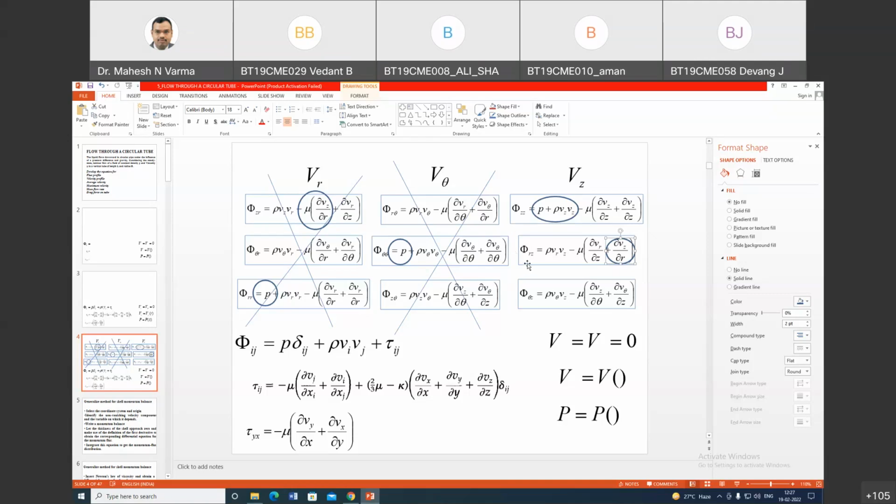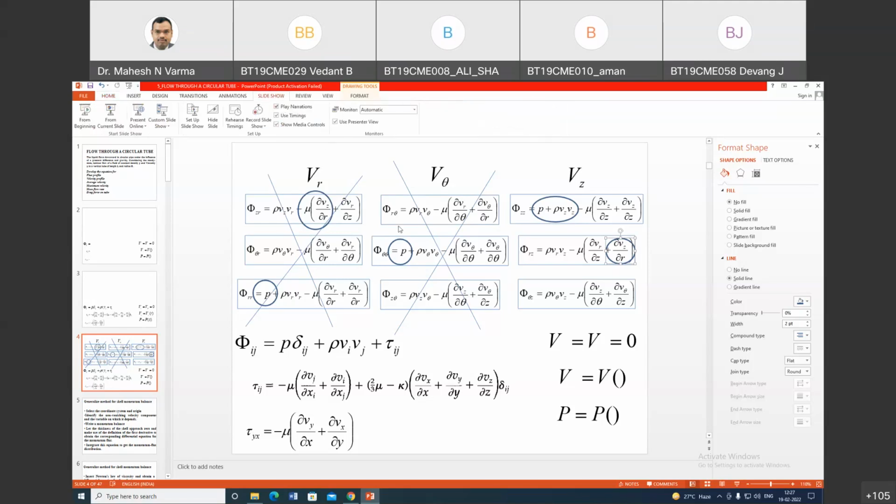What is the perpendicular surface area for the z direction? Sir, it will be 2 pi r into L. That will be the surface area for a cylinder. If you understand this, the remaining is just mathematics. This is what transport phenomena is about.